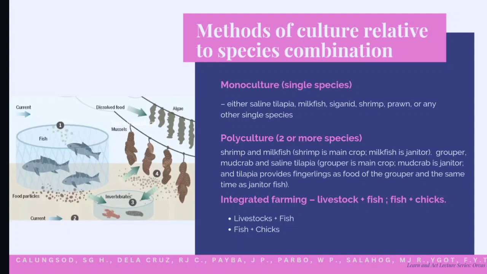In polyculture, there is shrimp and milkfish, where the shrimp is the main crop and milkfish is the janitor. Then grouper, mud crab, and saline tilapia, where the grouper is the main crop and the mud crab is the janitor. And tilapia provides fingerlings as food for the grouper and at the same time serves as janitor fish. And then there is integrated farming, which is livestock plus fish or fish plus chicks.